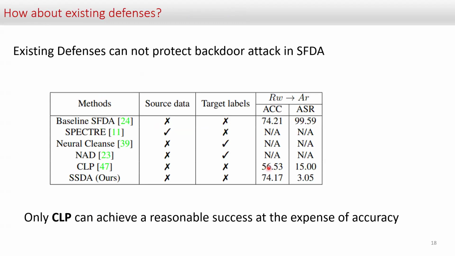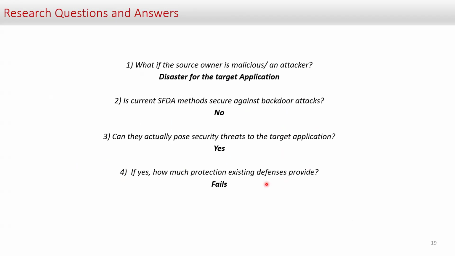We applied all the state-of-the-art existing defenses, and the result was obvious. Most of the defenses require labels or source data to perform their analysis on the malicious model, which is why they don't directly apply in this current setting. One defense we could apply is a data-free technique, the CLP defense, that could reduce the attack success rate, but at a significant cost of accuracy or benign performance.